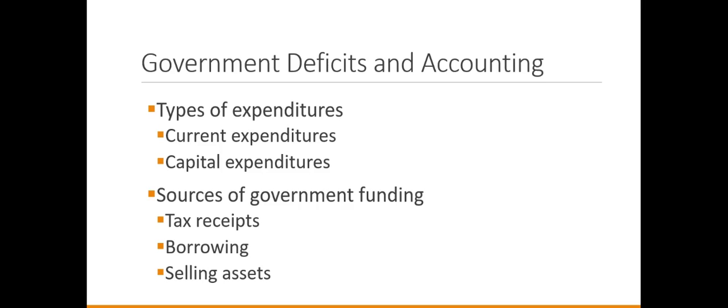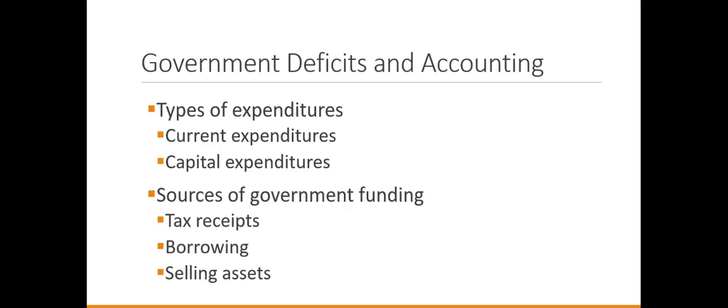Let's look at government deficits and some accounting concepts. When governments spend money, we can classify their expenditures into two categories. One is current expenditures. Those are the expenditures of running the country, running the government on a current basis during the year. And then there are capital expenditures. These are long-term investment type concepts such as infrastructure projects, roads, bridges, water systems, etc. Building schools would be a type of capital expenditure. Building government buildings would be a type of capital expenditure.